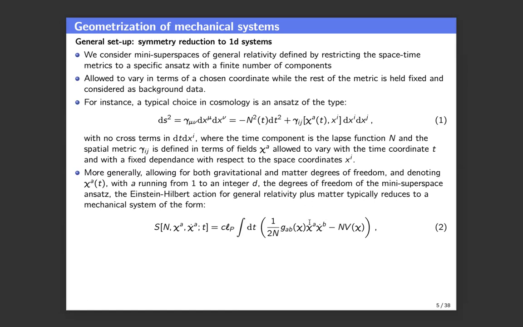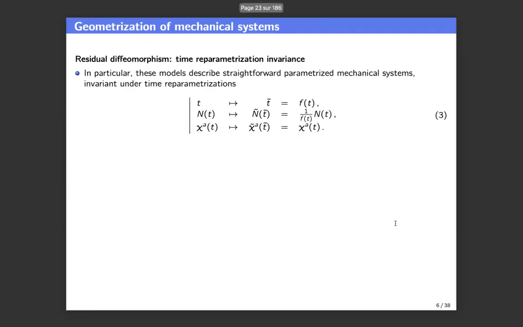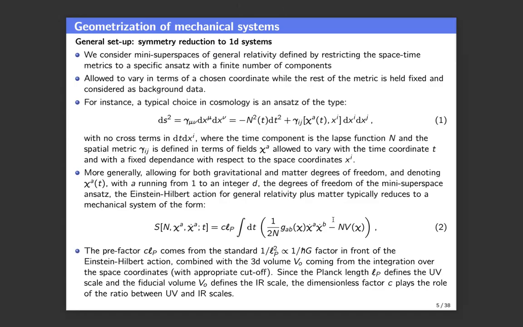Where this is the kinetic part and this is the potential part. And you see that you have n, the lapse, which enters as always like this. And LP is the Planck length. Okay. So the important point is that this prefactor C, LP comes from the standard 1 over LP square and the factor which is proportional to this factor in front of the Einstein-Hilbert action.